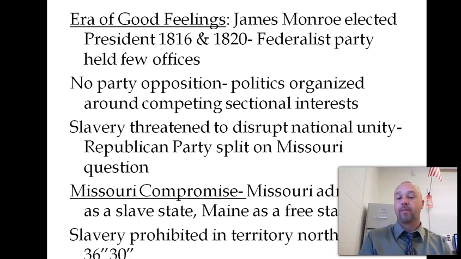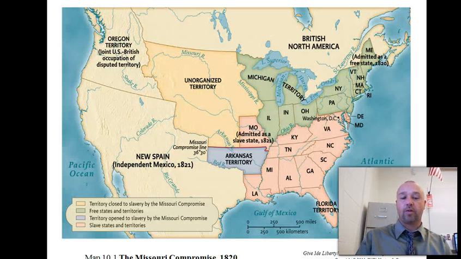We had an even number of states that were slave and free in 1820, and in order to keep that balance, Missouri became a new slave state, and Maine was a free state, so that kept the balance, 2 more states added. And slavery was prohibited in territories north of the 36°30' line, which can be seen right here, in land that was part of the Louisiana Purchase. So any future state north of that line will become free, and any future state south of it will become a slave state.